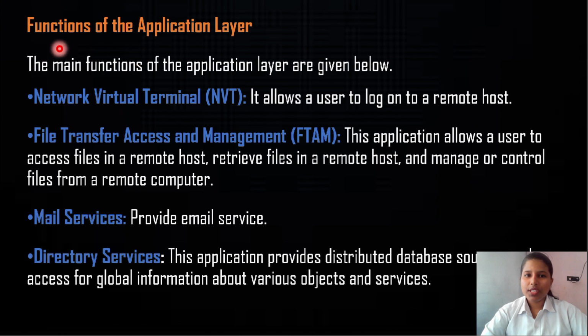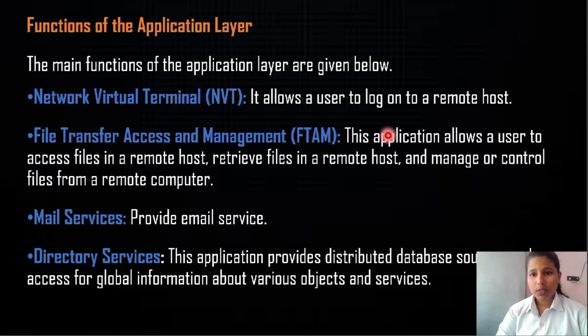We can look at the functions of the application layer. The main functions of the application layer are given below. First is the network virtual terminal, that is NVT. It allows the user to log on to a remote host. Second is file transfer access and management, that is FTAM. This allows the user to access a file on a remote host, retrieve the file, and manage or control the file from the remote computer.